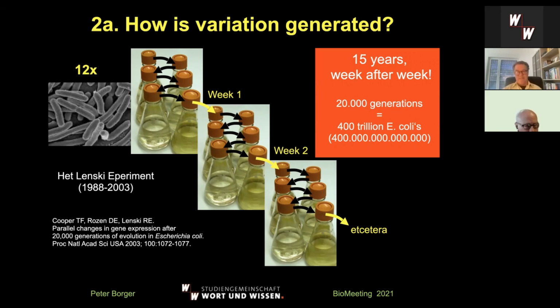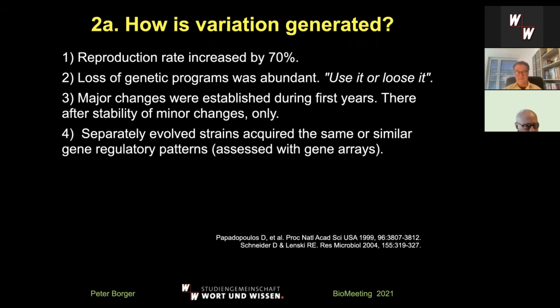And what he actually did, he cultured these, and he's still culturing actually these organisms, these bacteria, E. coli. He cultured them in those days for 15 years, week after week, and he had about 20,000 generations. And the thing is, 20,000 generations of these bacteria is about 400 trillion bacteria that were present in this experiment. And what he did, he cultured a week and another week and another week. And eventually he presented the data in a few papers around 2004, which, as said, I studied.